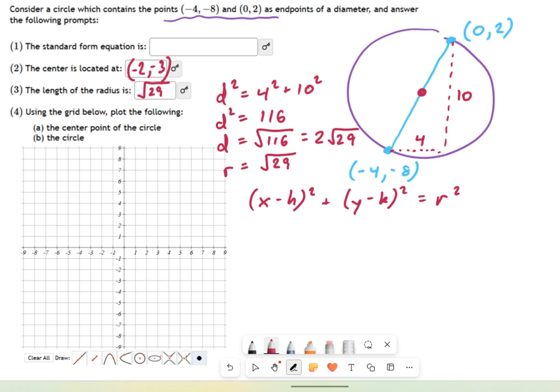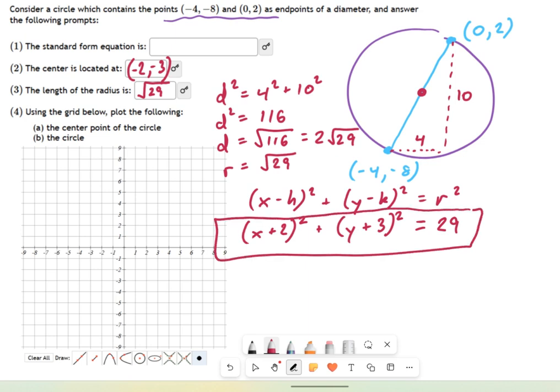And now I can figure out the standard form equation of the circle. That's going to be x, let's see, h, we already got that one. That was -2. So I flip that sign. Y, flip the sign again. It's going to be +3 squared. And this d squared term was 116. R is square root 29. So r squared is just going to be 29 without the square root. That is my standard form of the circle. That's what I pop in here.